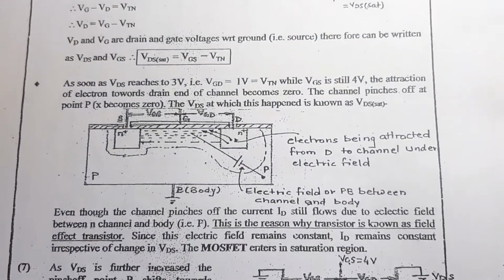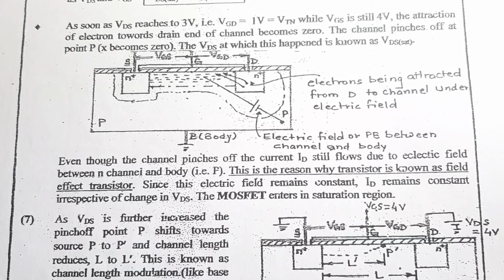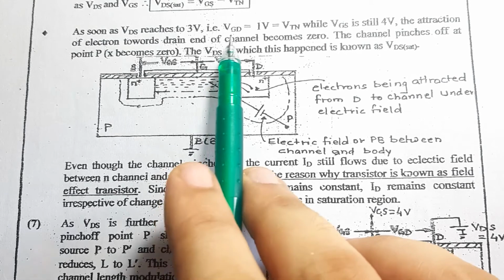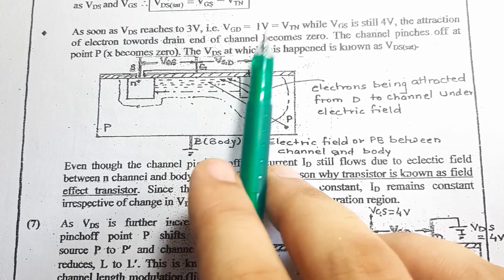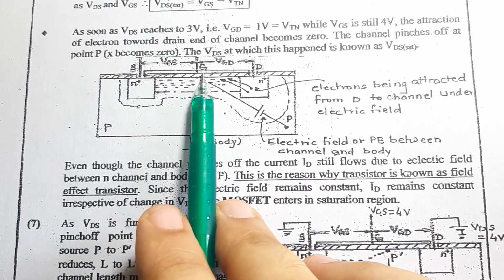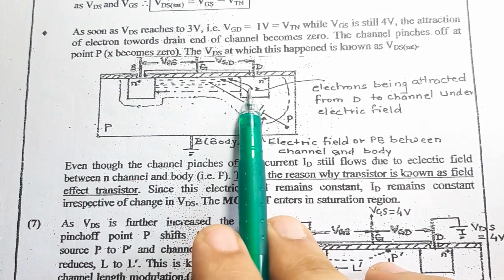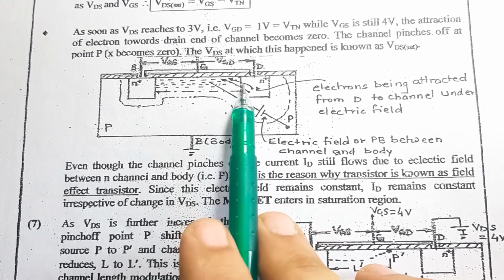Now as soon as your VDS reaches 3 volt over here, that is your VGD, the difference between the gate and the drain voltage, is nothing but 1 volt, which is the threshold voltage. While still your VGS is equal to 4 volt, the attraction of electrons towards the drain end of the channel becomes 0. Now the channel pinches off at point P over here.